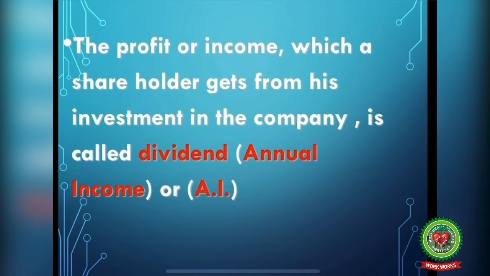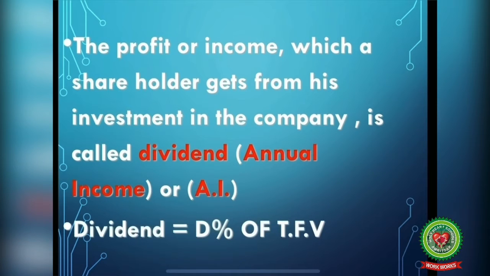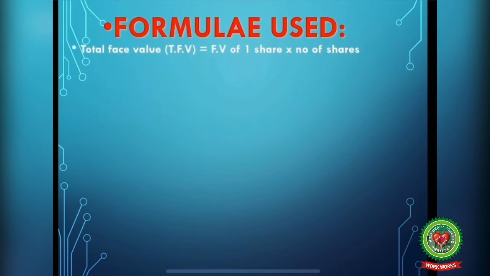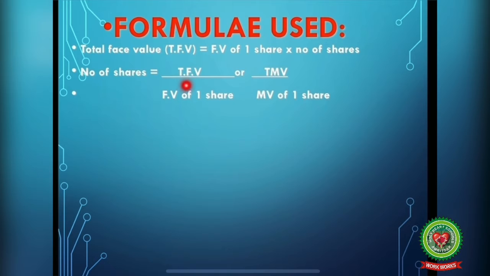And the formula to calculate dividend is D% of TFV, that is, dividend percent of total face value. Now let us discuss the various formulas used in this chapter. The first formula is total face value, that is TFV, which is equal to face value of one share into number of shares. The second formula is of number of shares, which is equal to total face value upon face value of one share, or total market value upon market value of one share.